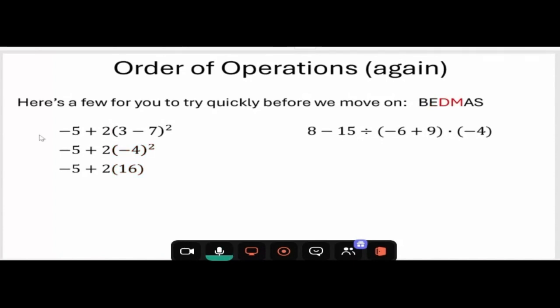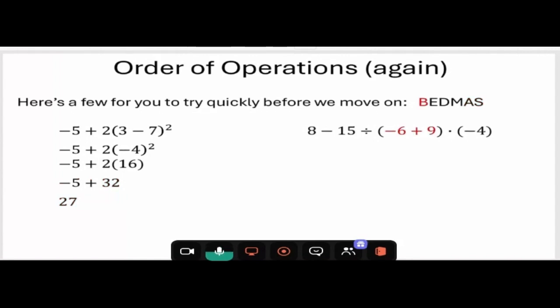There's the exponents. Do we have division and multiplication? Yes, we do. Remember, division and multiplication are equal. We work them out from left to right. In this case, there's just the one multiplication, 2 times 16, 32. And finally, do we have addition and subtraction? Well, yeah, that's all that's left there. 5 to the left, 32 to the right. So they're moving in opposite directions. Subtract them and get 27. Did we go further left or further right? We went further right. So positive 27, and that's our answer.